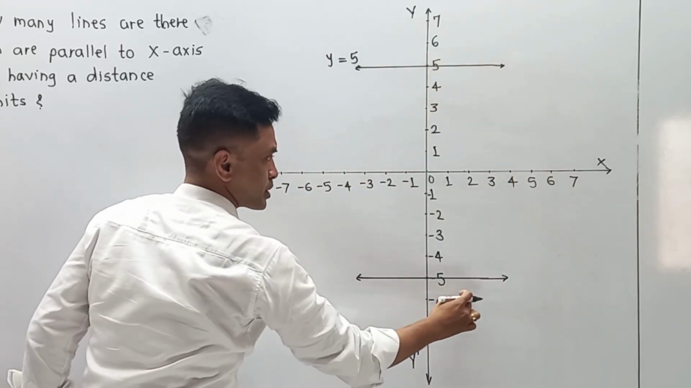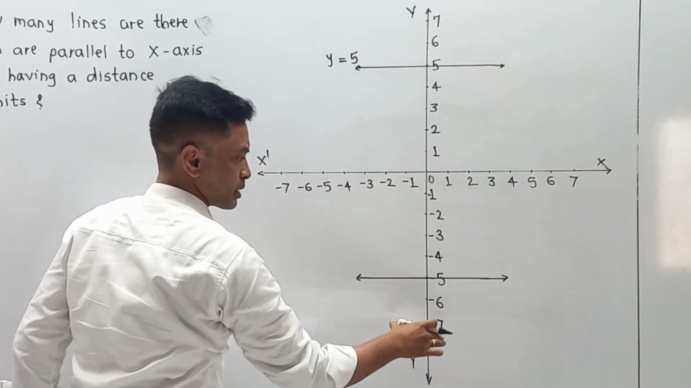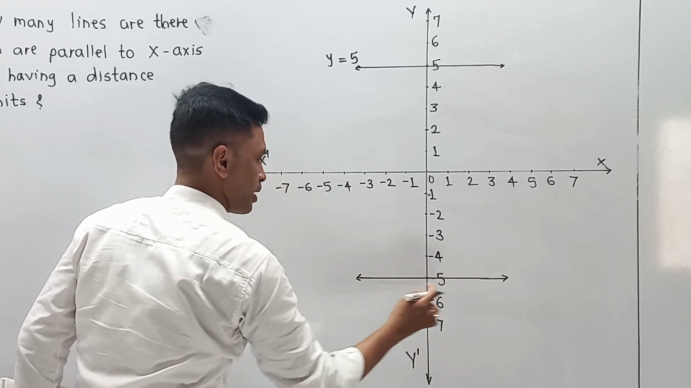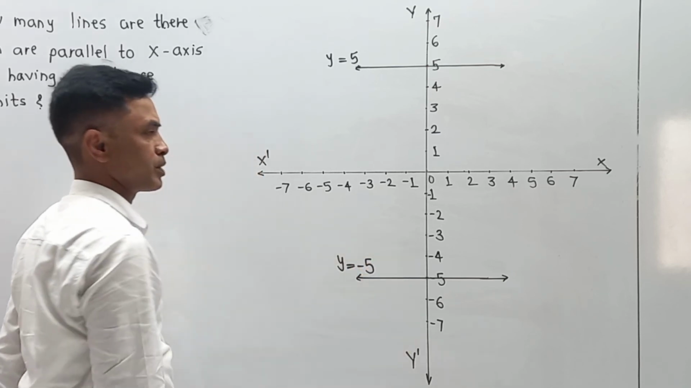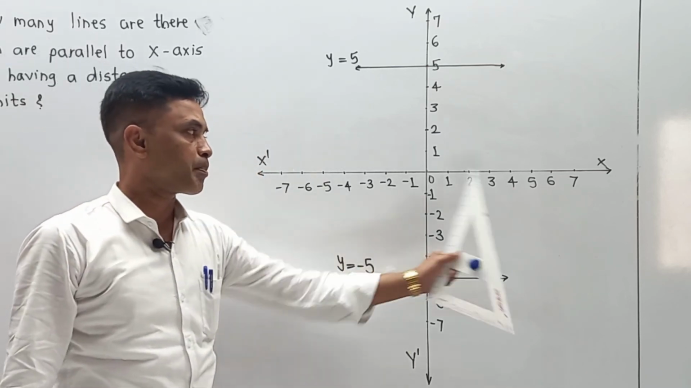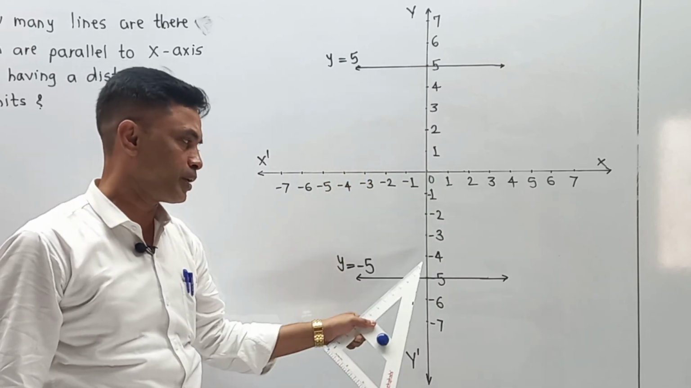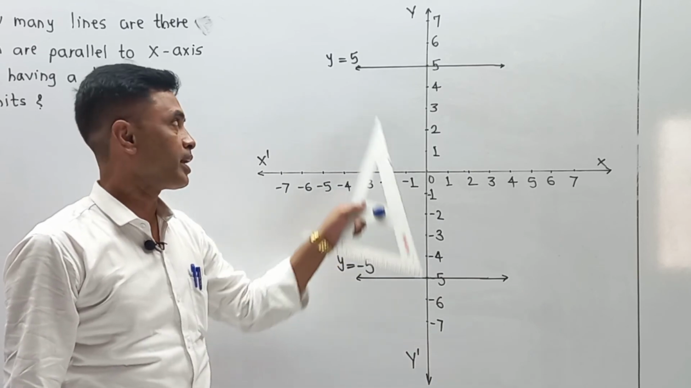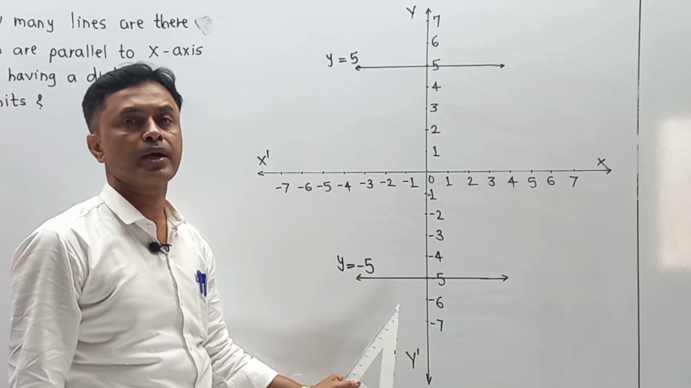Now the same line is available over here, which is parallel to the x-axis, but instead of at the top it is at the bottom. Here every point on this line must have a y coordinate of minus 5. So the equation of this line is y is equal to minus 5. So parallel to the x-axis and at a distance of 5 units, there are two lines over here: one having the equation y is equal to 5 and the second having the equation y is equal to minus 5.